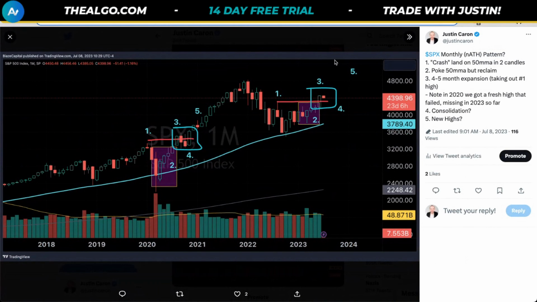And now we're going to briefly go through the potential for a new all-time high on the S&P 500. That would mean there's a 5-step pattern here. Number one is that we go to a crash lining to the 50 moving average in 2 candles. Number 2 is that we poke below the 50 MA. You can see that here by number 2. Number 3 is that we actually breach the high from candle 1, like we did back here in 2020. And then we look to a 4 or 5 month expansion.